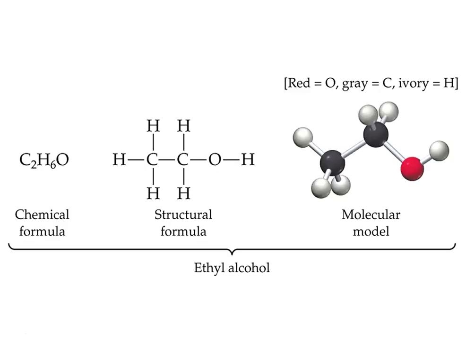So on the left here you see a chemical formula, C2H6O. A chemical formula just tells you the type of each element and how many atoms of each element are present. So we know, for example, that this molecule has 2 atoms of carbon, 6 atoms of hydrogen, and 1 atom of oxygen. Now the chemical formula for an ionic compound is simply going to be the formula unit.